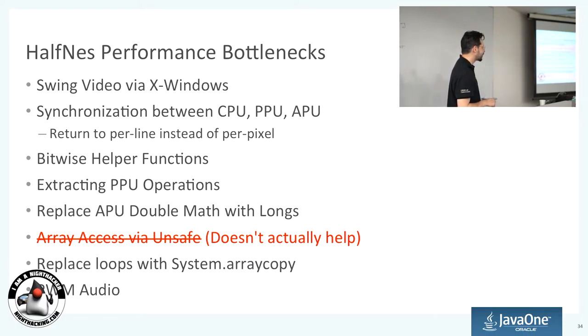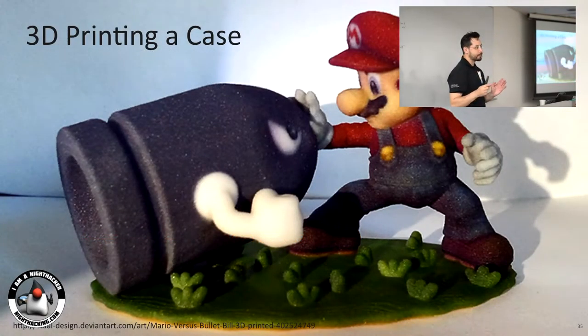And the last thing which helped quite a bit was to delay the audio buffer flushes. Instead of flushing the buffer once per frame, I flush it once every fourth frame. But the disadvantage is sound effects in the game are slightly delayed. But very minor. Okay, so last thing is 3D printing.